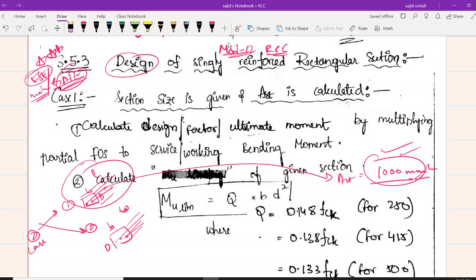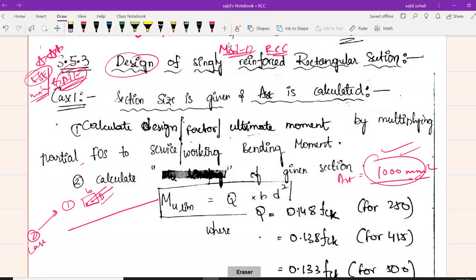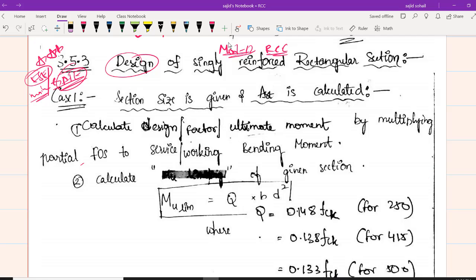That's why this B section, the case 2, is not actually possible for GATE. GATE के लिए आएगा तो case 1 ही आएगा. ठीक है? So dimensions will be provided to you. You just have to calculate how much steel is provided. Okay, so let us see both cases in detail. But before that, let us revise once.